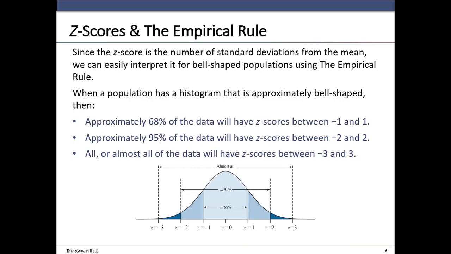Approximately 68% of the data will fall within one standard deviation of the mean. That means between z-score -1 and +1. In the same fashion, approximately 95% of the data will fall between a z-score of -2 and a z-score of 2.